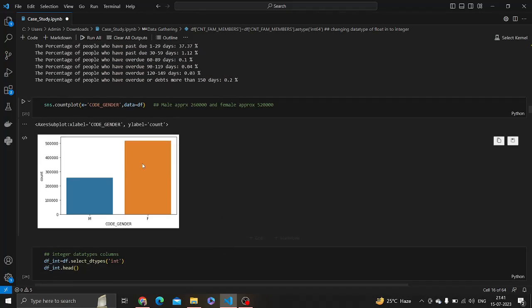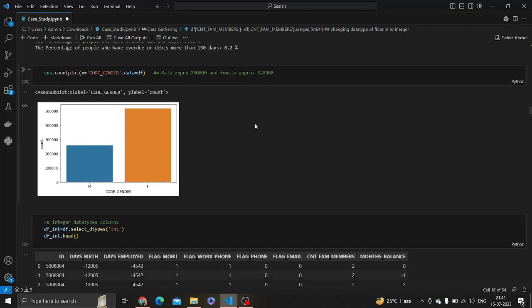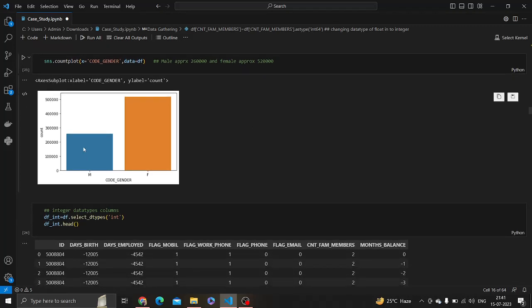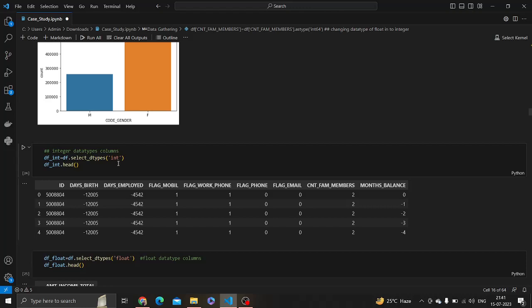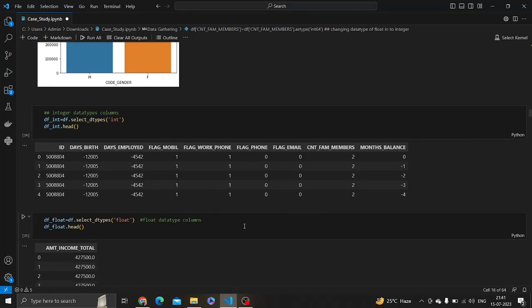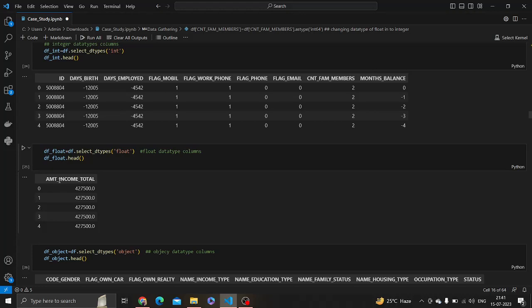So I'm going to find out the count plot of gender. So male approximately 2,60,000 and female is 5,20,000 in that particular data set. You can see F and M is nothing but male and female. There is a count, so I'm getting the approximation of it. Okay, male has 2,60,000 and female has 5,20,000. Then integer data type, so these are the integer form. Then I'm going to find out a float. So only the amount of income total. You know that price is always in the form of the float.